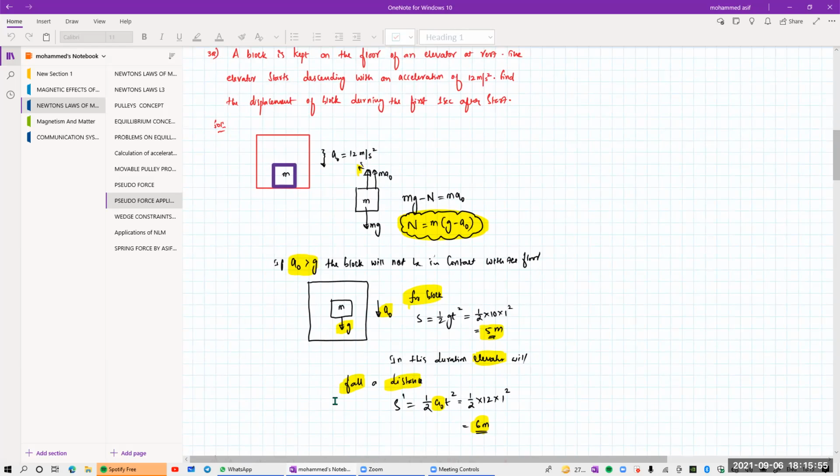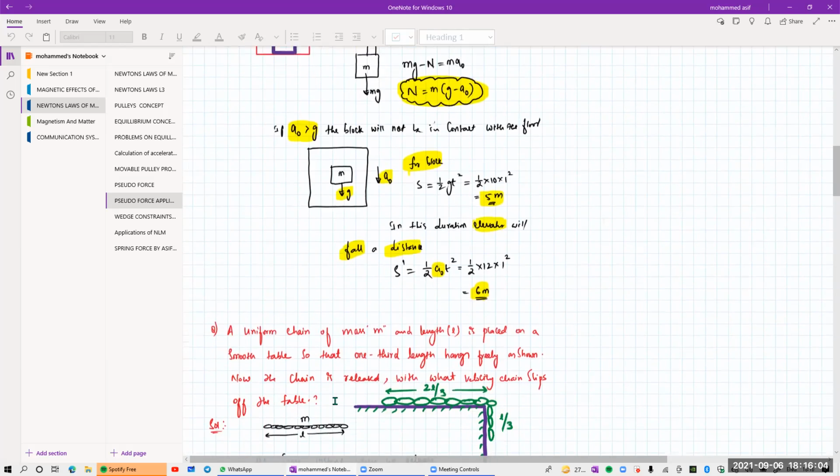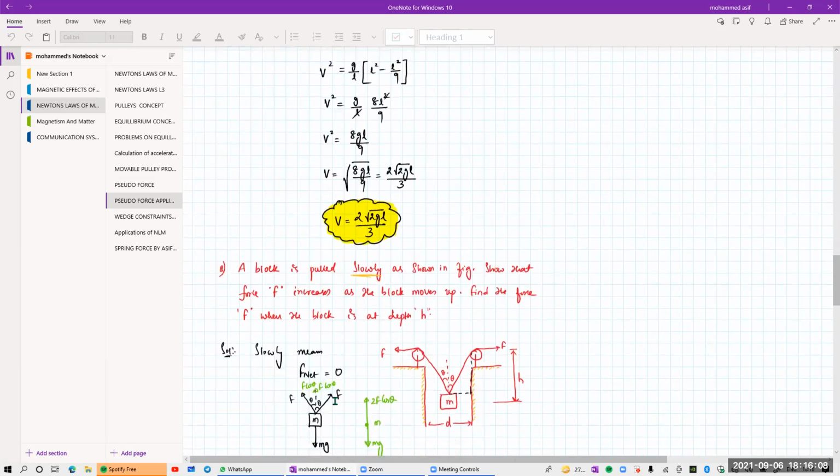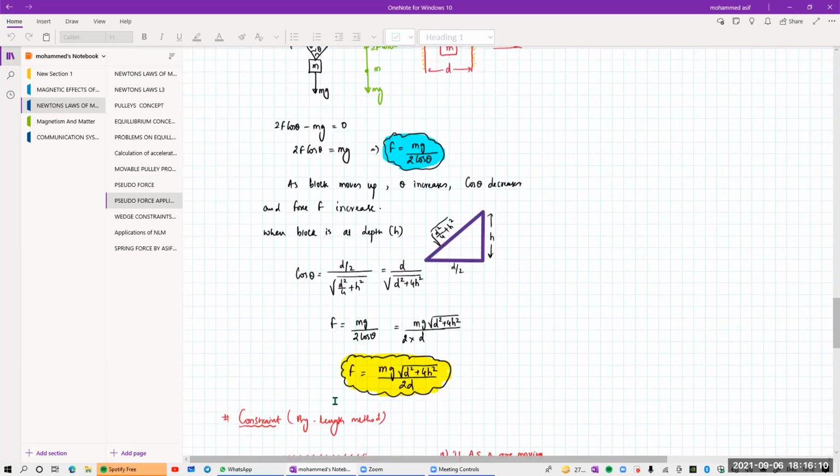The block will not be in contact when the acceleration a naught is greater than g. Right? As it accelerates, it will go into the air.